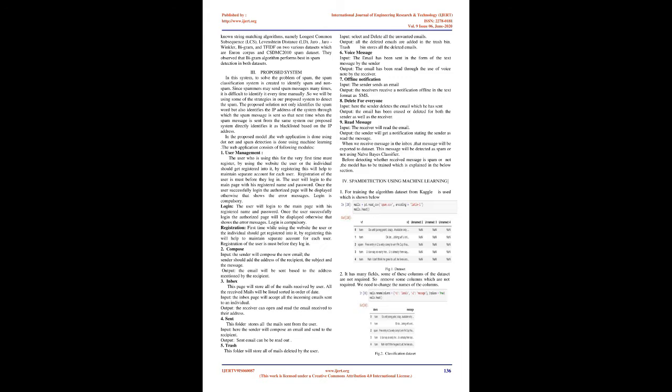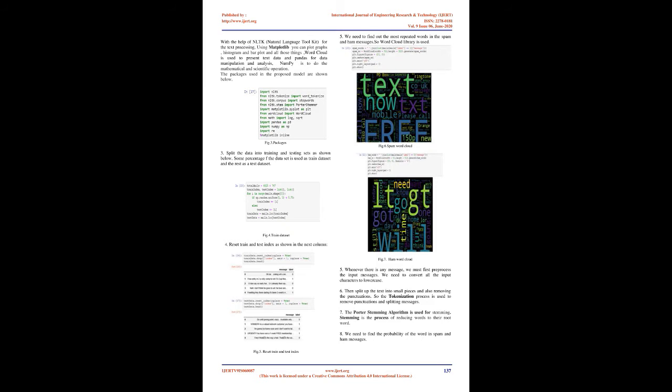In paper 5, the authors investigated the use of string matching algorithms for spam email detection. Particularly, this work examines and compares the efficiency of 6 well-known string matching algorithms, namely longest common subsequence (LCS), Levenshtein distance (LD), Jaro-Winkler, Bigram, and TF-IDF, on two datasets, the Enron Corpus and the CSDMC2010 spam dataset. They observed that the Bigram algorithm performs best in spam detection in both datasets.